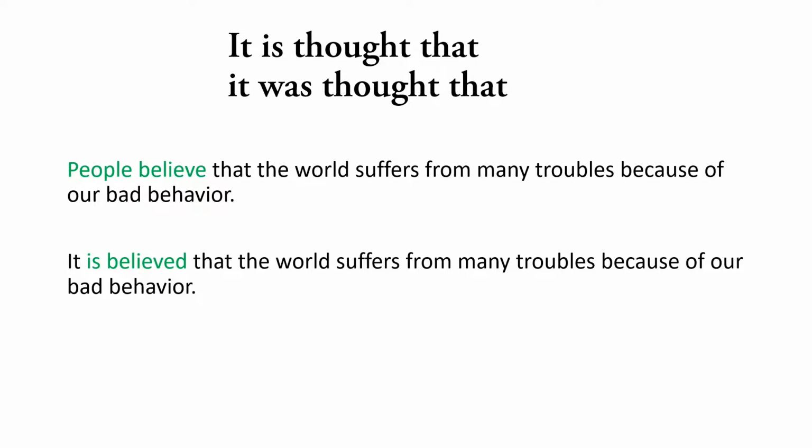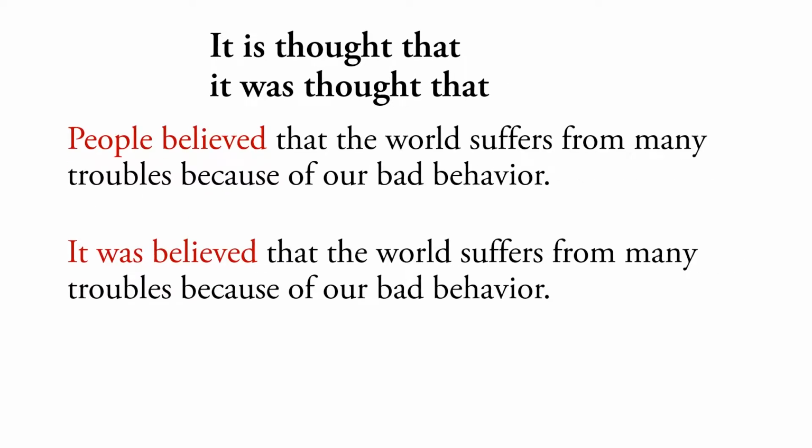The second part: it is thought that, or it was thought that. So here we have the past. In the first sentence we studied just now, we had the simple present. People believed. Now we have the past. People believed that the world suffers from many troubles because of our bad behavior. It was believed that the world suffers from many troubles because of our bad behavior. Okay? People believed, it was believed. People believe, it is believed. But now we have people believed, so it was believed. Okay? Good. This is the first type.